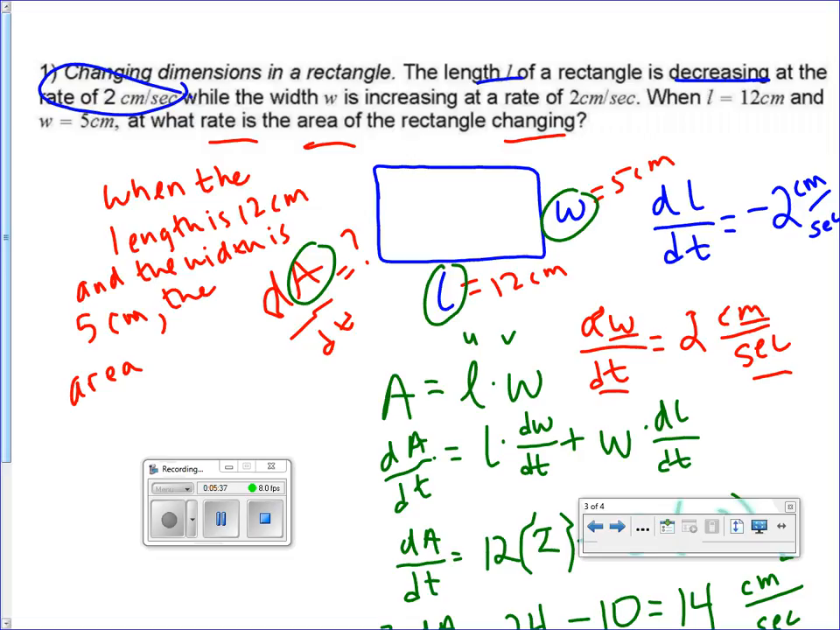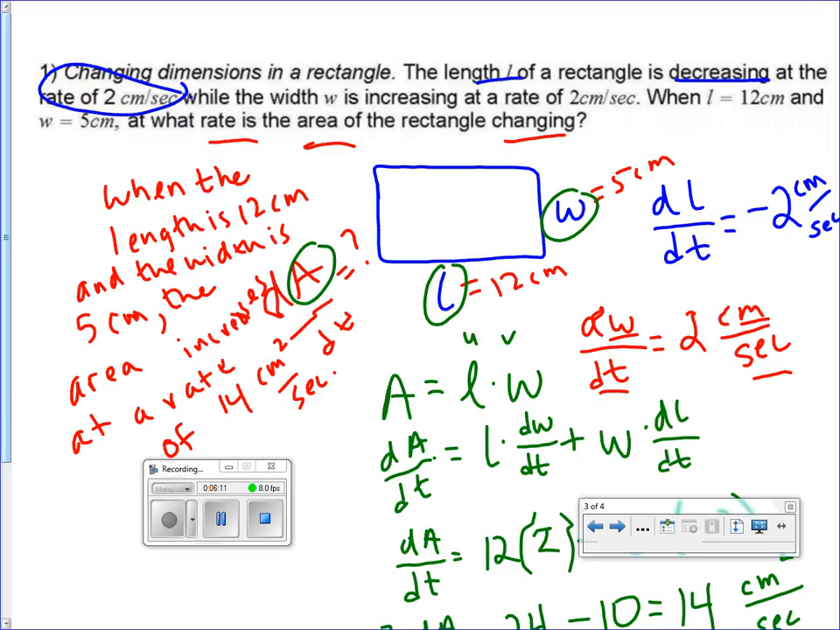So when the length is 12 centimeters and the width is 5 centimeters, the area, and I had 14 square centimeters per second. It was a positive 14, so that tells me that the area is increasing. So there's the interpretation. The area is increasing at a rate of 14 square centimeters per second.